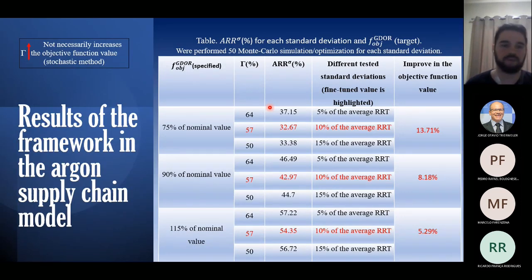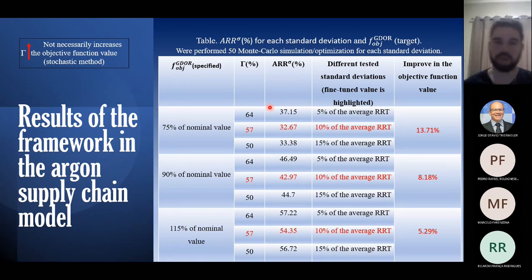And the results of the framework in the argon supply chain were the following. We can see that I used three different values for the standard deviation because this is computationally expensive. I'll talk about it. And 50 Monte Carlo simulation optimizations were performed for each standard deviation. So in this case, I did 150 optimizations in total.